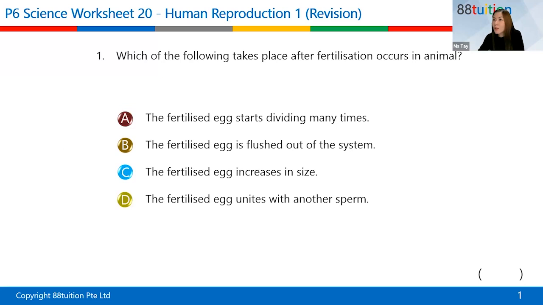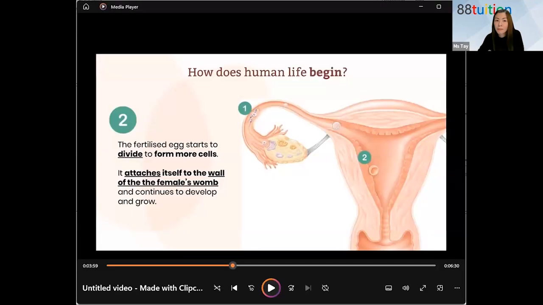It's actually "How does human life begin?" So I quickly show you the proof that you have seen it just now. Can you see this part here? Point number 2: the fertilized egg starts to divide to form more cells. Then it attaches itself to the wall of the female's womb, and it will continue to grow.